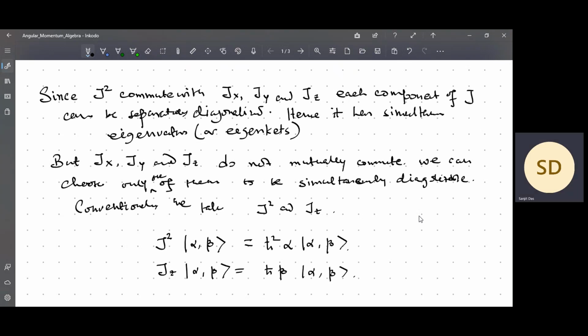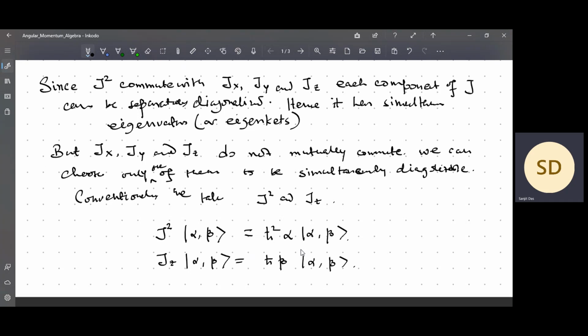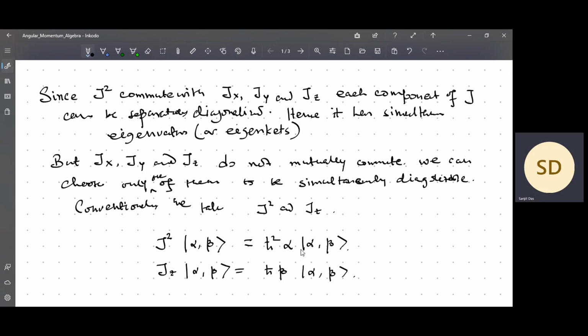If you remember, while we were doing the spherically symmetric potential, this is almost similar. For L square, the eigenfunction Ylm has the eigenvalue h bar square into L into L plus 1. And similarly for Lz, the eigenvalue is m h bar. So it is the same kind of relation. The analogy is very much there. The h bar and h bar square have probably been given to make it dimensionless. That should be clear from this context.